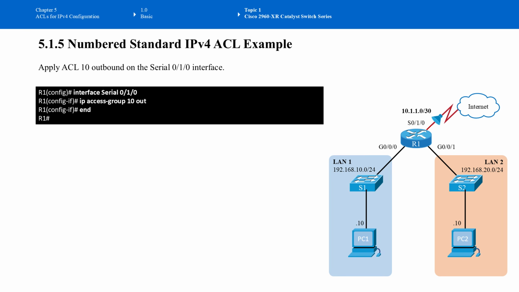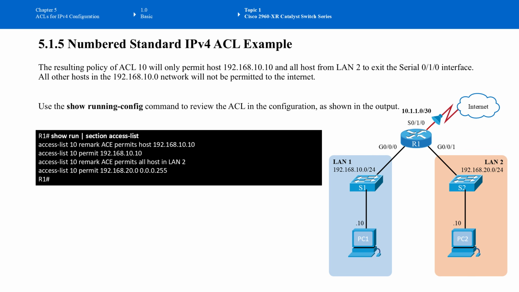Now we apply ACL 10 outbound on the Serial 0/1/0 interface. In global config mode, enter the interface, because we're going to apply it to Serial 0/1/0. So that's interface serial 0/1/0. In this interface config mode, enter ip access-group. This is for ACL 10, so put a 10 and then out for outbound. And then end this config mode.